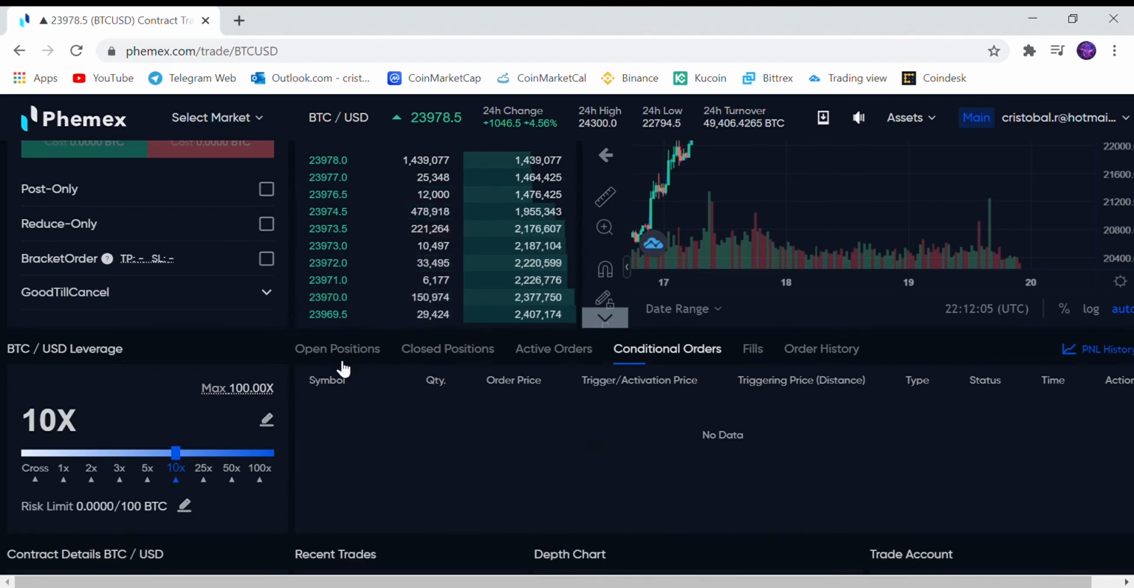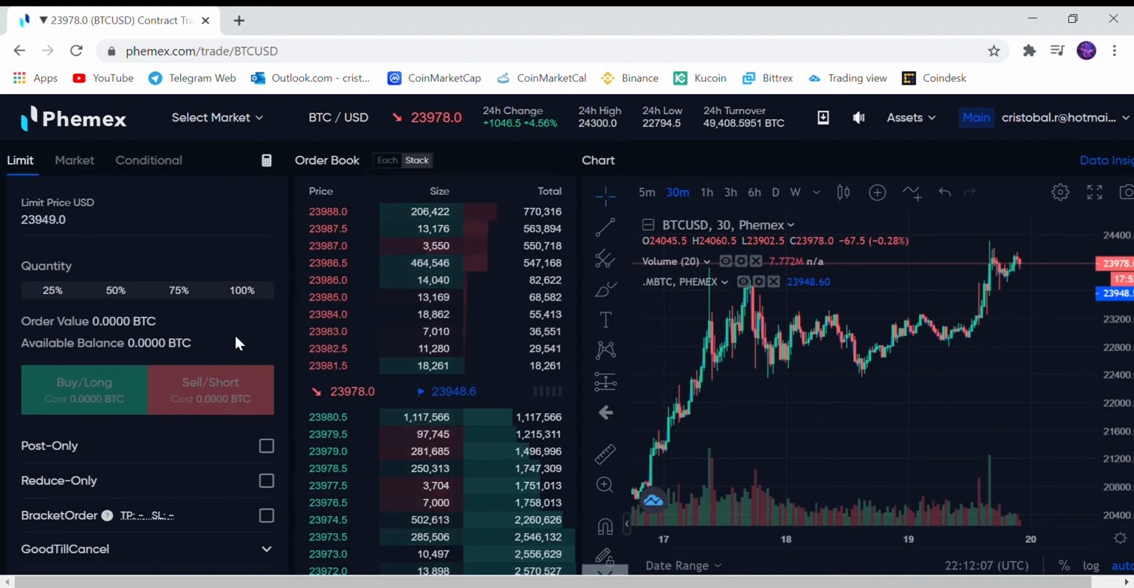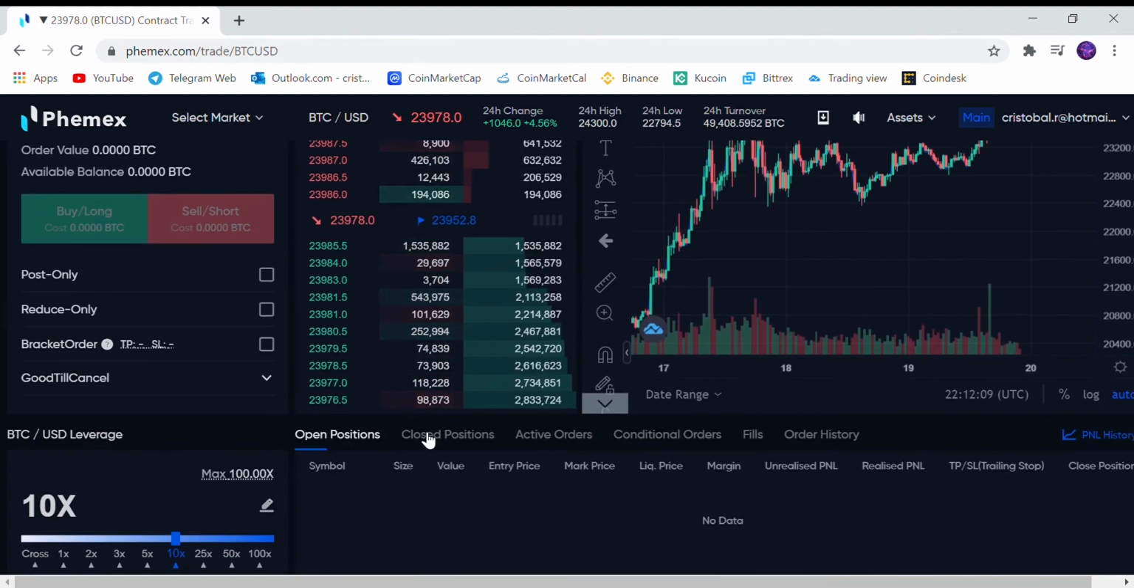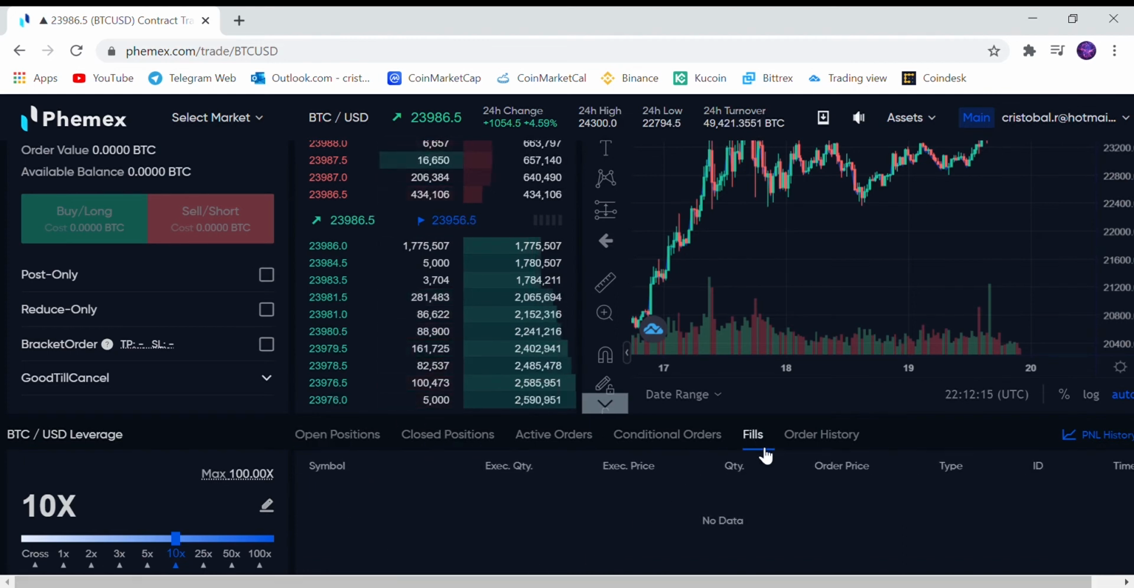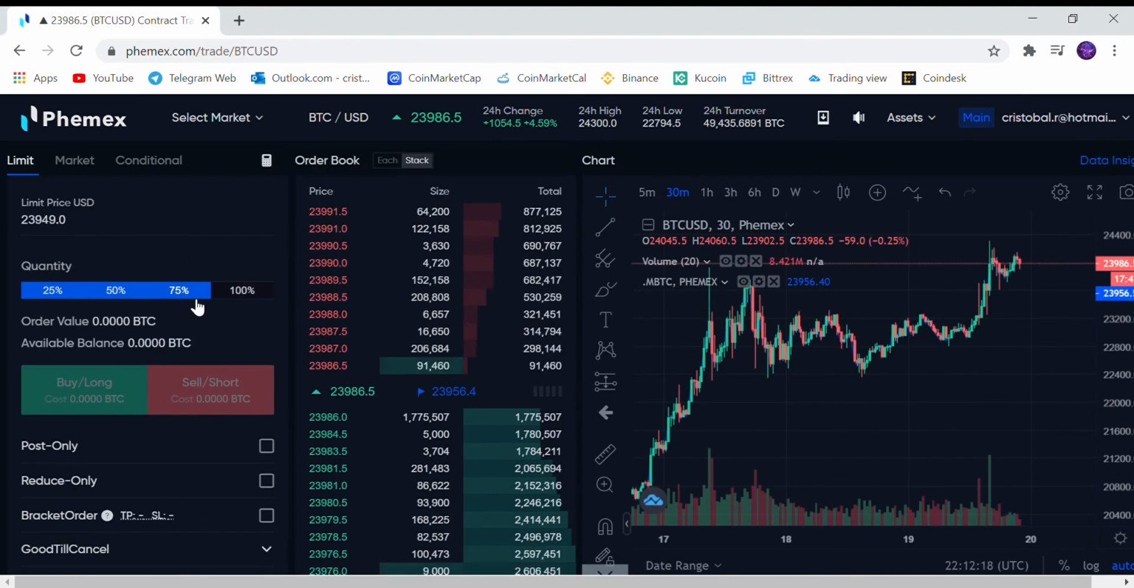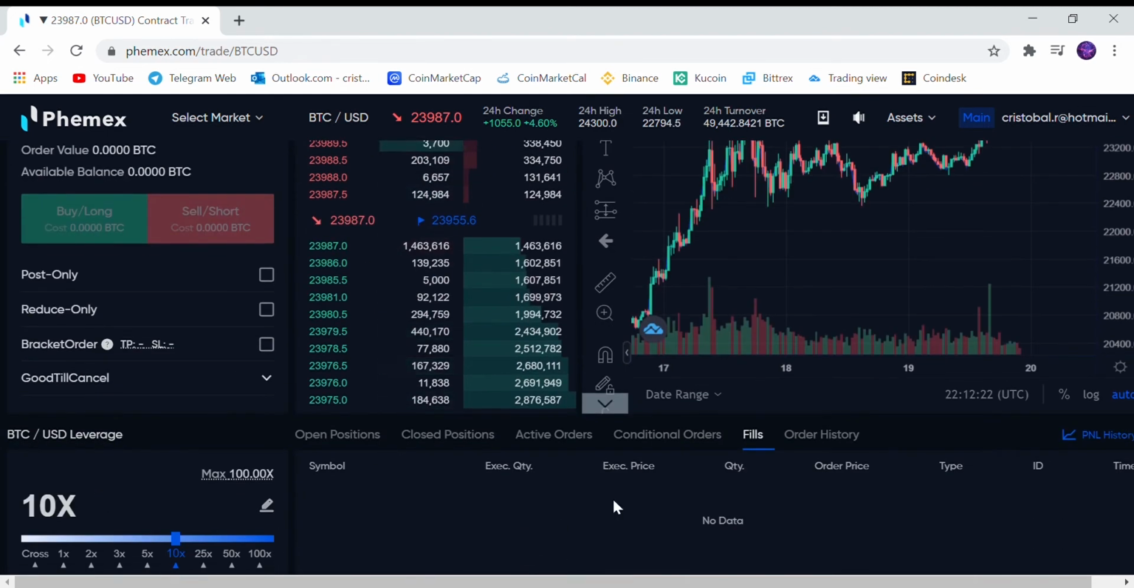But yeah, so here you can see the active orders, your closed positions, like your history, your open positions, what you're currently in, and then your fills is how much of this order up here was filled, right? So if it was completely filled, it's just going to say Bitcoin, exact quantity, the 20% of your balance or 50% of your balance.